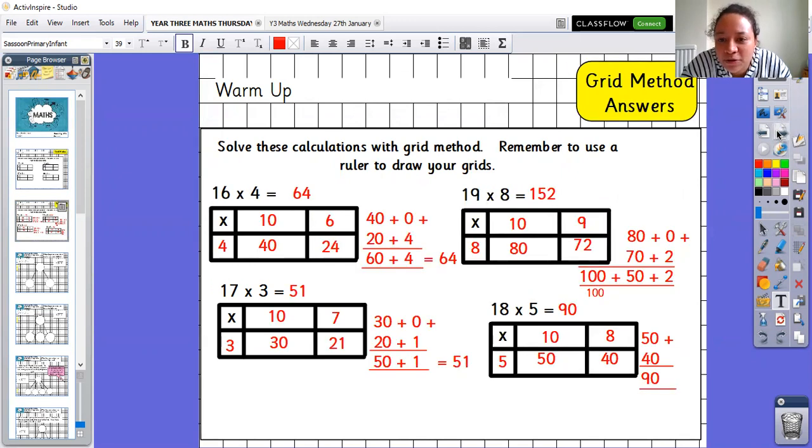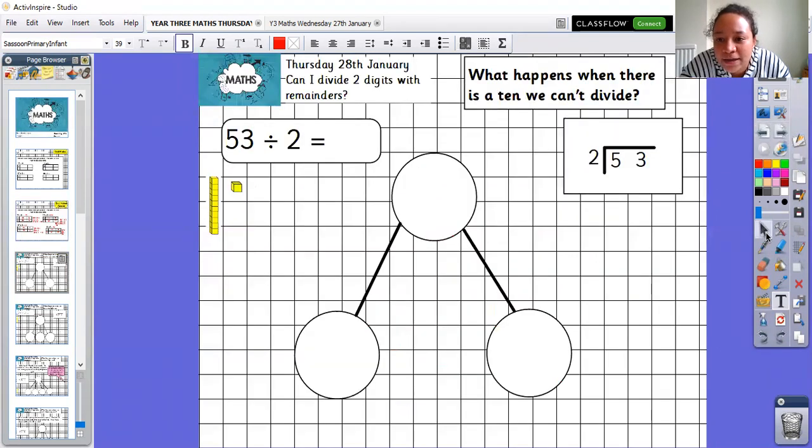Okay, so have a little look at how you got on and tick through the ones that you got correct. If you made any mistakes, don't worry, just see if you can spot where you made those mistakes so that then you've got it for next time. Okay, let's get ready for our next part of learning.